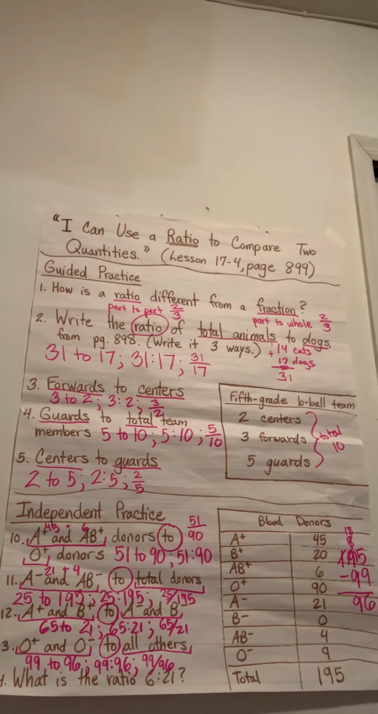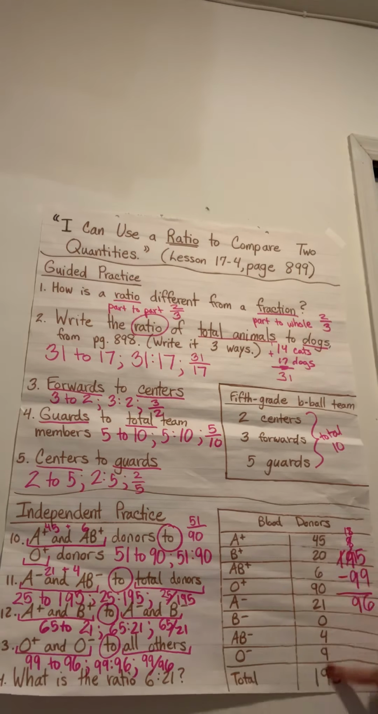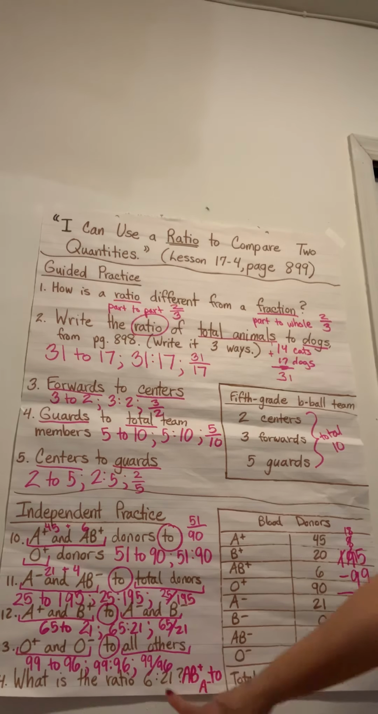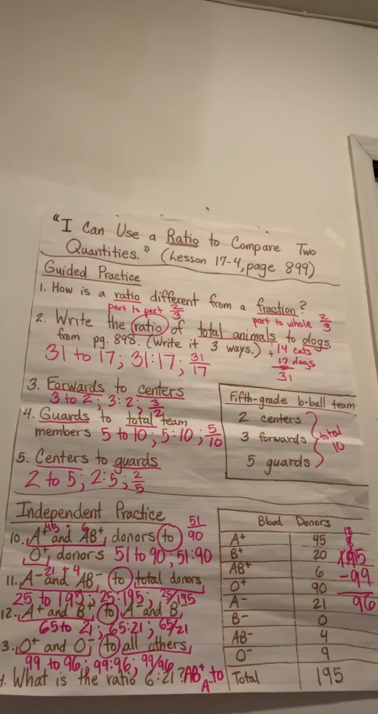So 6 to 21. I'm going to look through my data. This looks like my only 6. AB positive. Okay. 21, looking through the data. Here's my 21. A negative. So that's what those two terms are: 6 connects to the AB positive and 21 connects to the A negative. So that's what that ratio must represent.